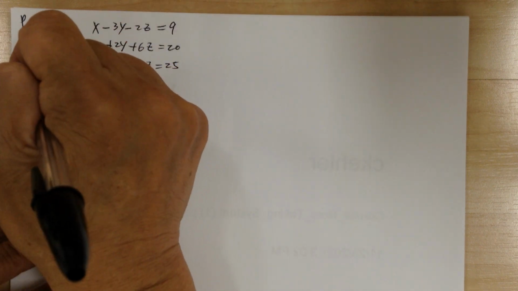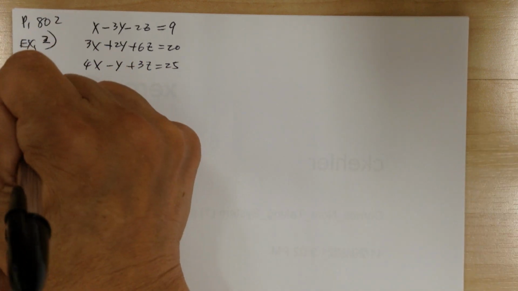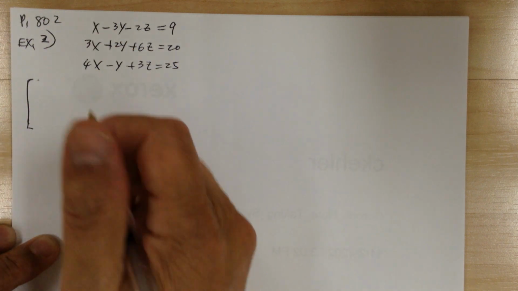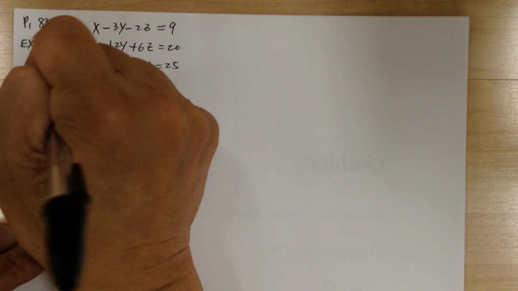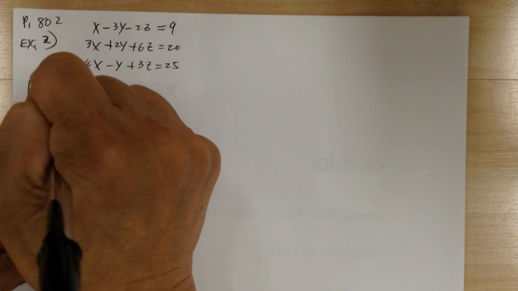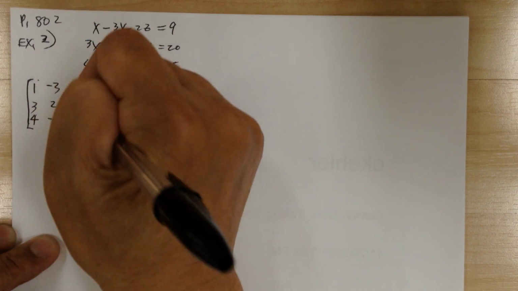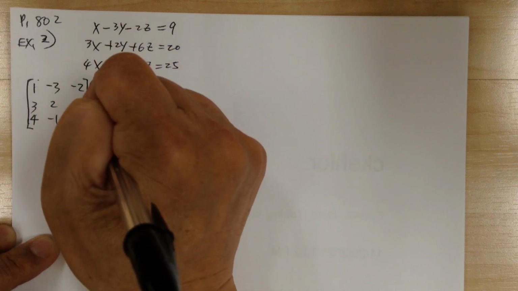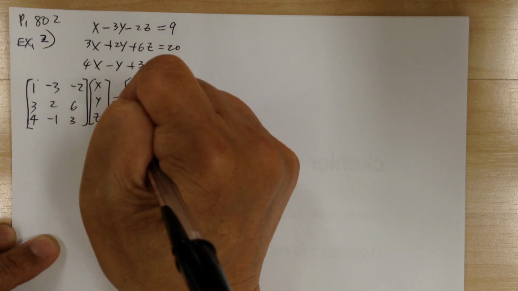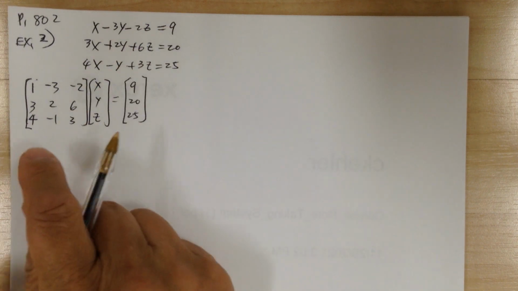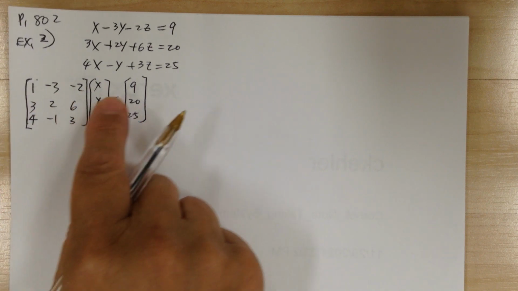Okay, so I'm going to write my matrix, and I'm going to move way over to this side so I've got room over here. And I'm going to write it a bit smaller because I need a lot of space. So I have 1, 3, 4, and the next column would be -3, 2, -1, and then -2, 6, 3, and you're going to multiply by x, y, z, and this will equal the answer matrix of 9, 20, 25. Okay, let's double check, make sure you copied it correctly.